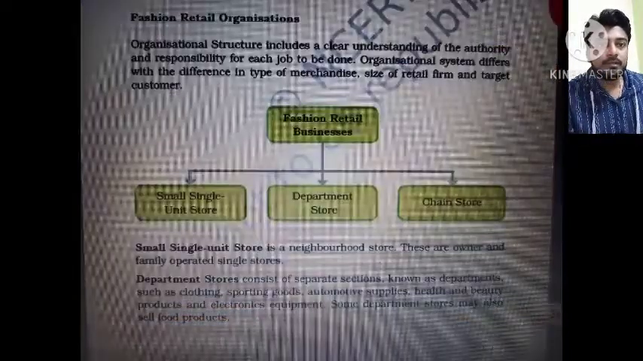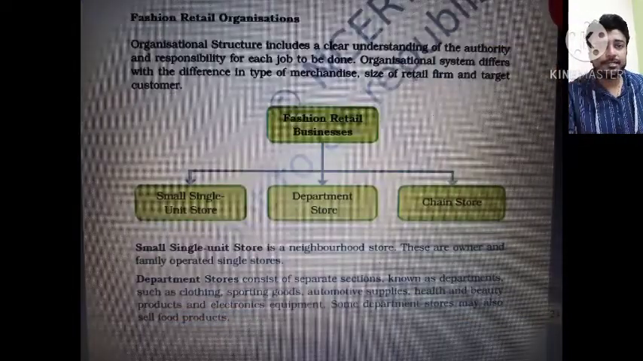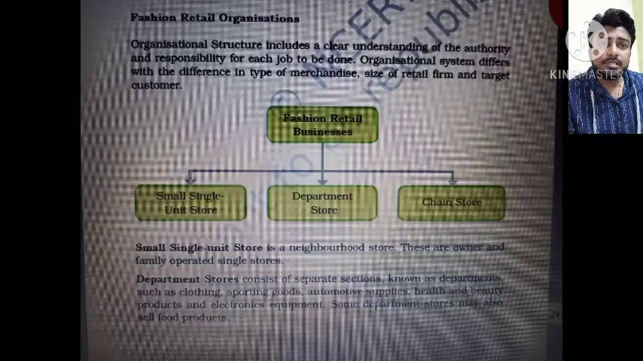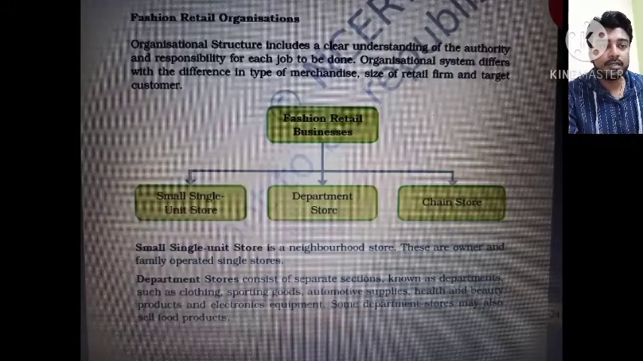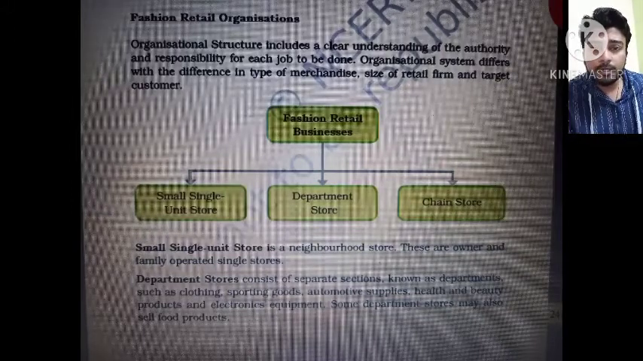Now, fashion retail organization. Organizational structure includes a clear understanding of the authority and responsibility for each job to be done. Organizational system differs with the difference in type of merchandise, size of the retail firm, and target customers. So these are the different aspects in which this organizational structure influences.